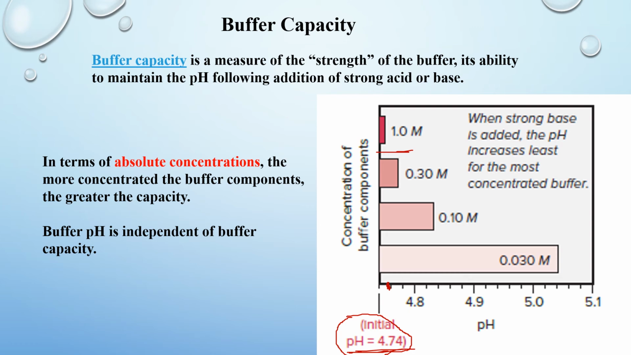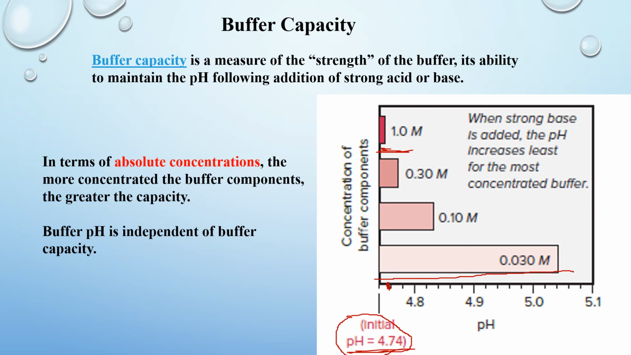So, but for this buffer number 4, which is the one with the lowest capacity, when you add the same amount of the base as you did in the first case, the pH increased all the way to above 5.05, right? So the change of pH is bigger, and that's because your buffer is weaker, or the buffer strength is lower, or we can also say the capacity is lower.